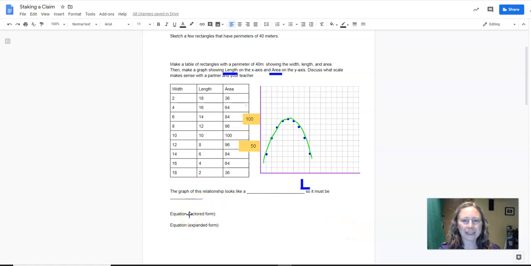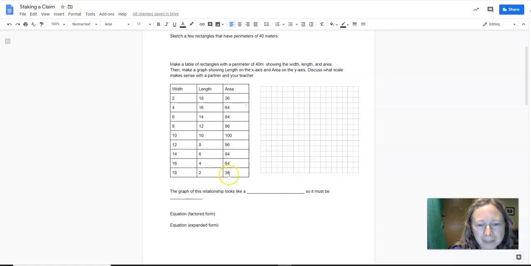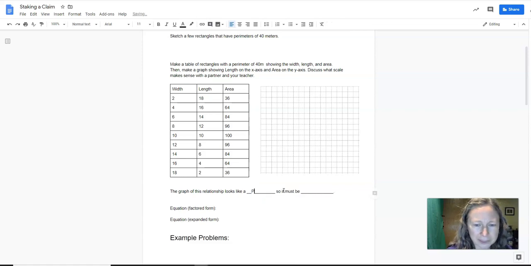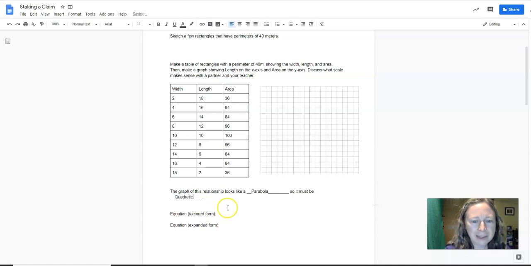So I'll give you a second to catch up with that graphing, and then I'm going to turn off the drawing tools. So the graph of this relationship looks like a parabola, so it must be a quadratic equation. Interesting. Now when we write the equation for factored form, we're going to write the equation where area is the dependent variable because I graphed it on the y-axis, and length is the independent variable. So you know, of course, I'm going to get to the factored form of the equation in 3 steps. You know, of course, that length times width is equal to area, right?